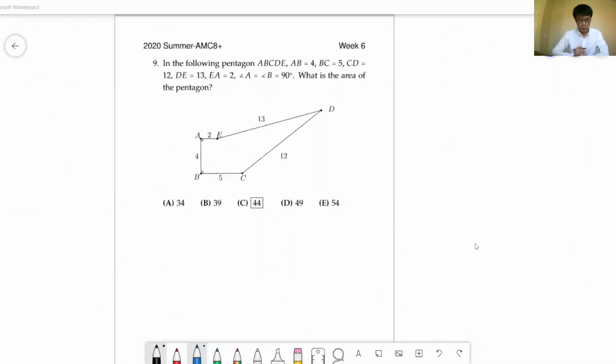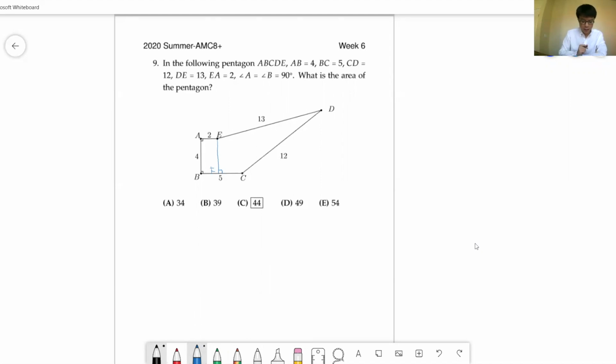All right, now let's consider problem 9. It's a plane geometry problem. We want to calculate the area of this pentagon. Here we see that we can draw this altitude from E to BC. Let me add this line here. Let's call the foot F, so EF is perpendicular to BC.